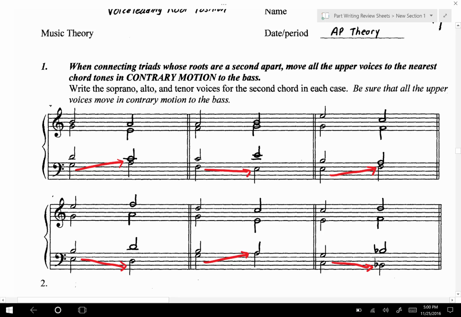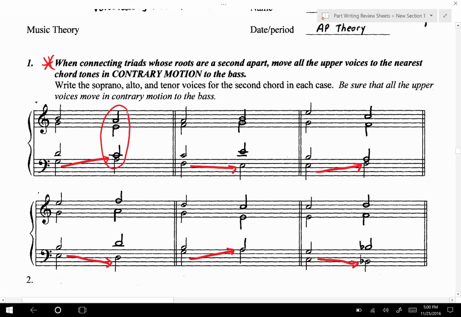I'll show you with the first one. So, this is what I've done. I needed to move the tenor down to the nearest chord tone, the alto down to the nearest chord tone, and the soprano down to the nearest chord tone because the bass moved up by a second. And if you remember that rule, you can't go wrong. It's a rule that you simply have to memorize. It's very, very important. You're not always going to have it in writing next to you, some part writing examples that you have to supply.